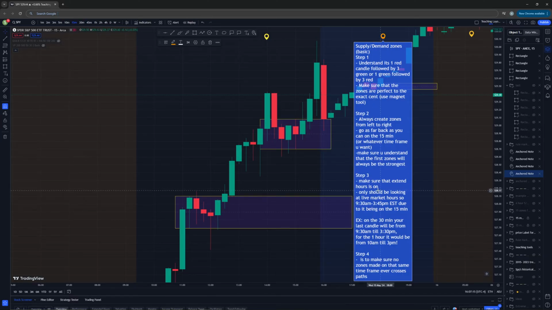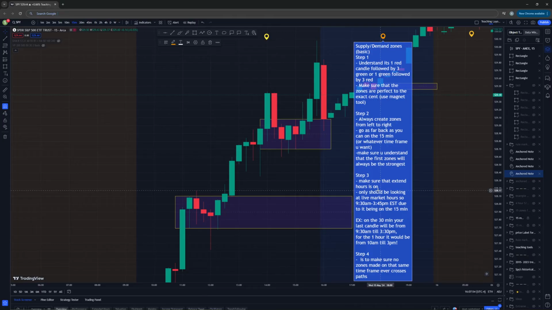For example, if you're doing it on a 30-minute, your last candle is going to be 3:30. Of course, your first candle is going to be 9:30 because that's a 30-minute increment. For the 1 hour, your first candle would actually be 10 o'clock, and then your last candle is going to be 3 p.m. Other than that, you understand number 1, 2, and 3. And again, to go over step 4, make sure that no zones ever touch each other because you're going to have 1,000,001 zones, right? And you're not going to be able to do anything with that.